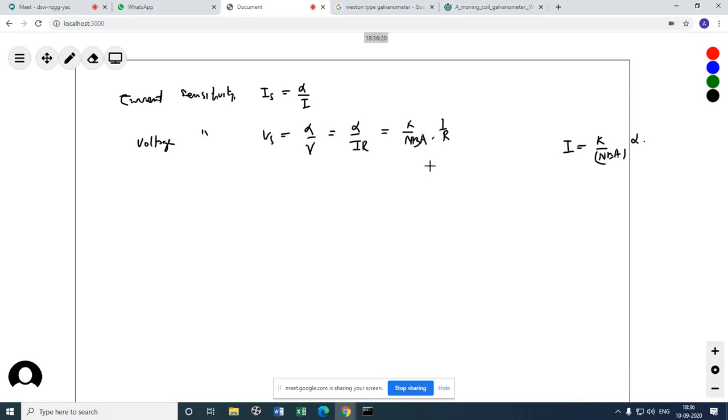So this is voltage sensitivity, and current sensitivity you can write as alpha by I, which is NBA by K. So this is nothing but current sensitivity. You can also write voltage sensitivity as current sensitivity by R. When you do practical, only then you come across all this.